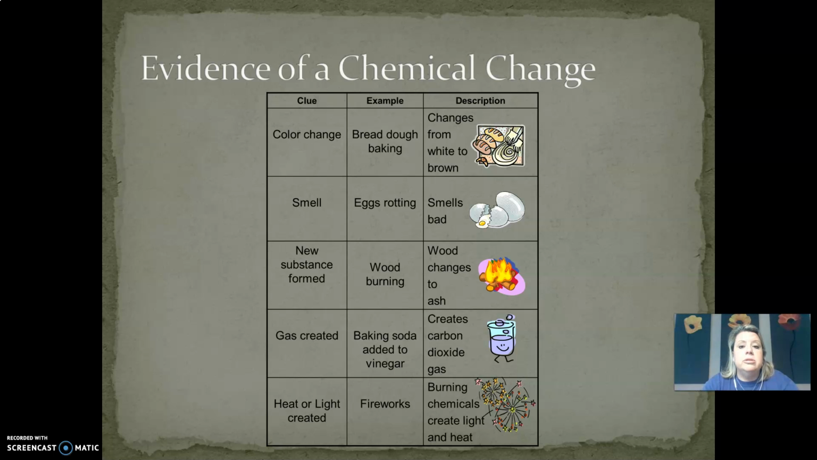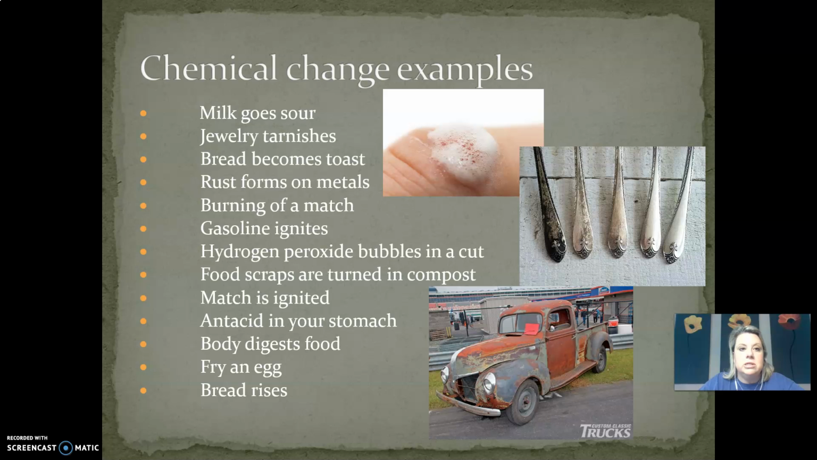When wood burns, it goes from wood or a match and it turns into ash. And the same like in your fireplace. If you burn real wood, or if you have a fire outside, you notice you have that black ash. You no longer have wood. You can't ever make it wood again. Baking soda added to vinegar creates carbon dioxide, and then fireworks create light and heat. So those are all examples of chemical changes.